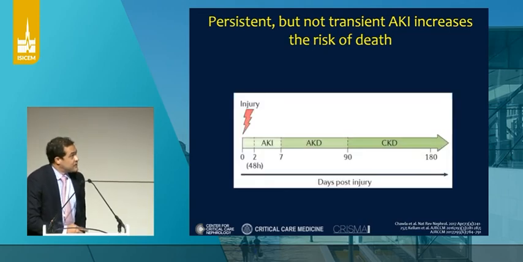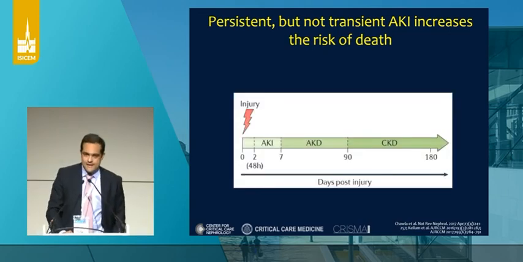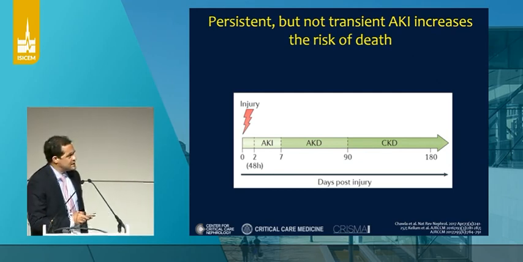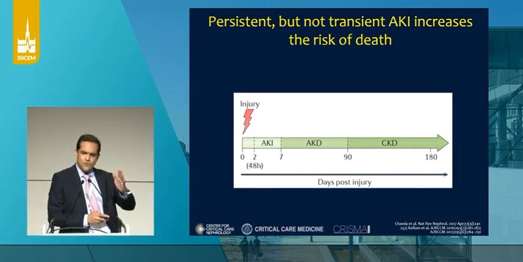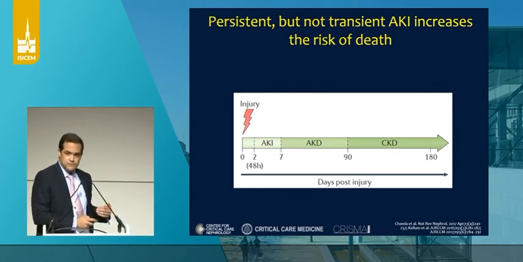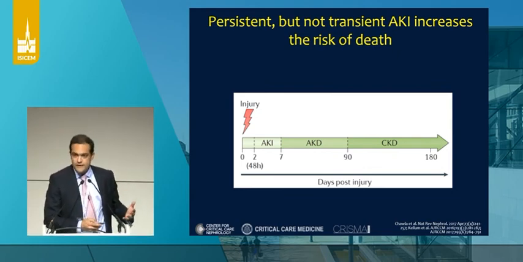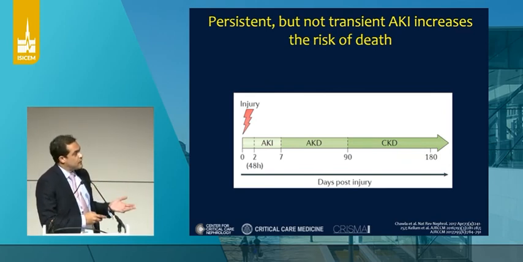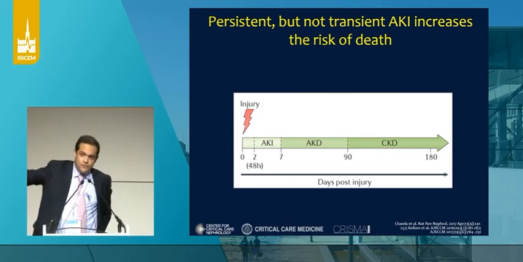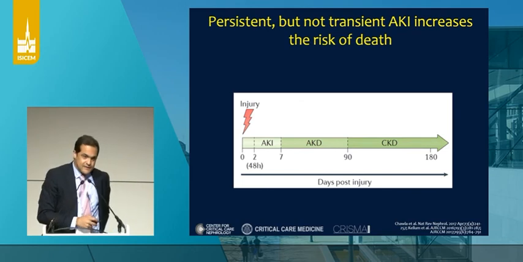We know that persistent AKI and not transient AKI is what drives your mortality. Transient AKI is the AKI that occurs within the 2 and 7 day window. And if you reverse your KDIGO criteria to 0, then you are said to be recovered. If, on the other hand, you continue to have at least a KDIGO criteria of more than 1 beyond the 7 day window, you are said to be in persistent AKI, and that is what changes mortality.